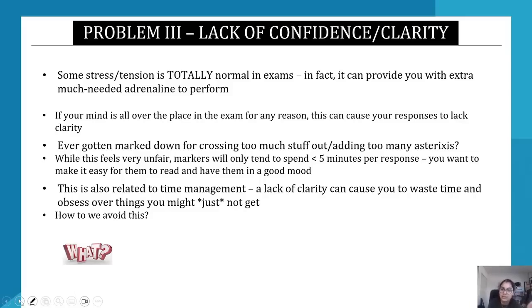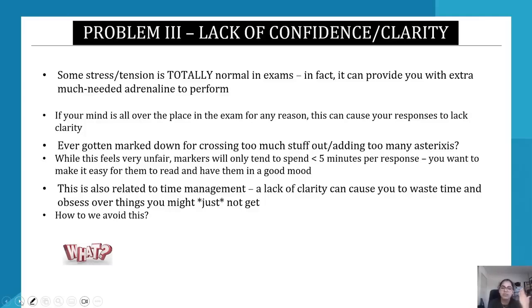Sometimes you can even get marked down for crossing out too much stuff or adding too many asterisks, and this can be unfair, but markers only tend to spend less than 5 minutes per response. So you want to make it easy for them to read it, have them in a good mood. Markers read it in one go. They're paid, I think, based on how many papers they mark, so they're paid on as many papers as they can get through.